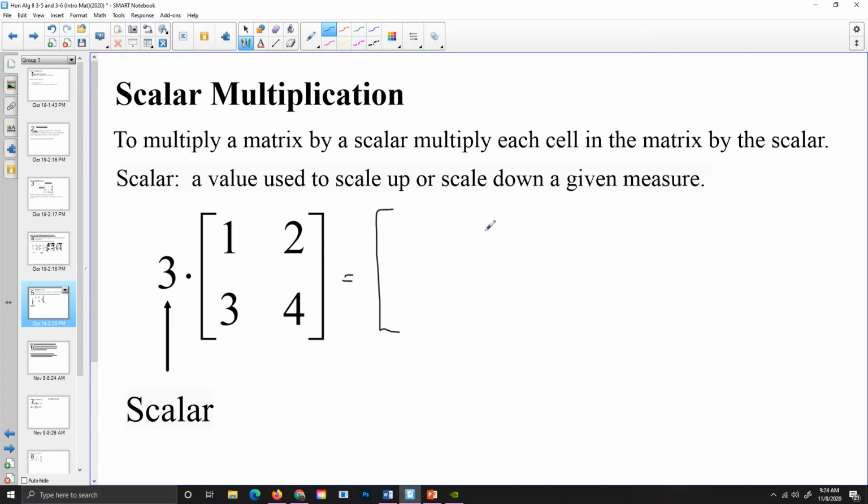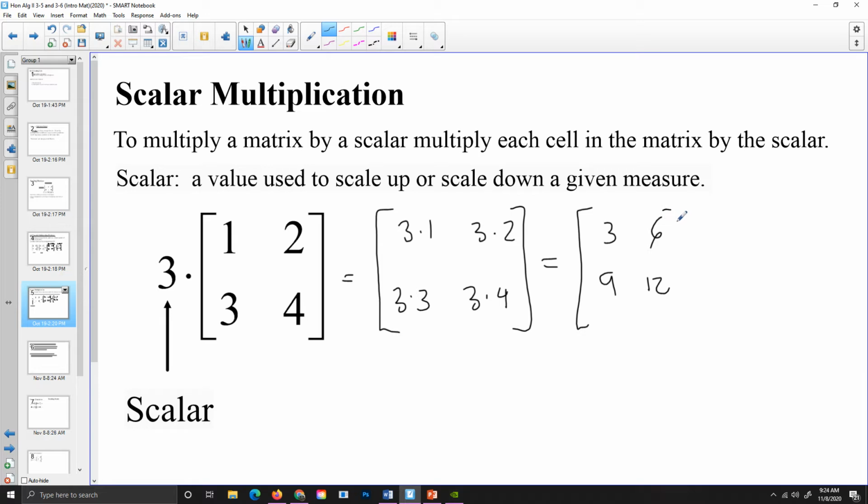you do this by hand is you're going to go 3 times 1, 3 times 2, 3 times 3, and then 3 times 4. So we're taking that scalar value and we're multiplying by each term in the matrix. We're going to multiply that scalar by each term in the matrix, and so the result here will be 3, 6, 9, and then 12, and that is our final answer for that.